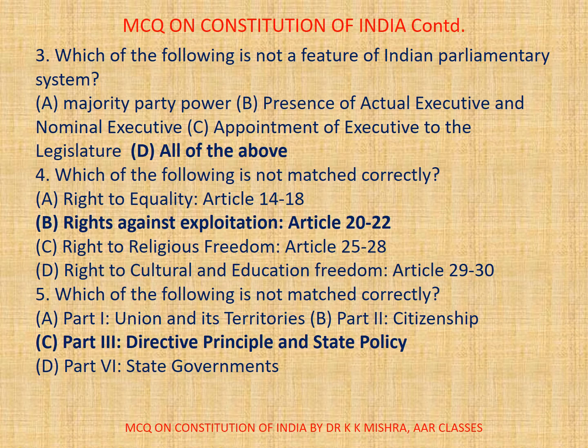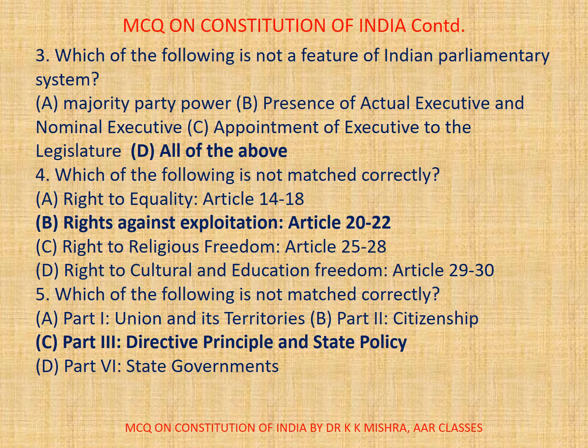Question number 4. Which of the following is not matched correctly? A. Right to equality, Article 14 to 18. B. Rights against exploitation, Article 20 to 22. C. Right to religious freedom, Article 25 to 28. D. Right to cultural and educational freedom, Article 29 to 30. Correct option is B. Rights against exploitation, Article 20 to 23.